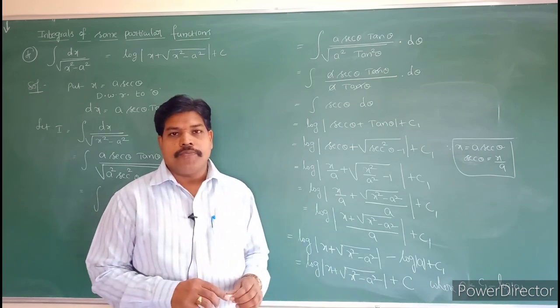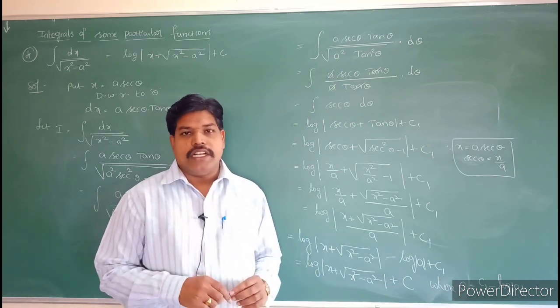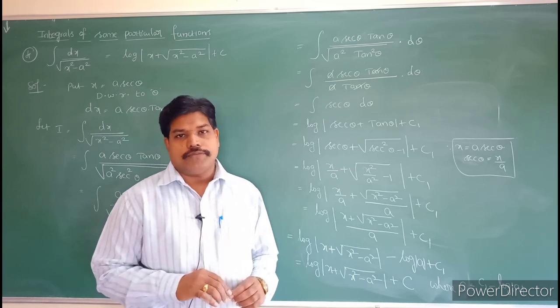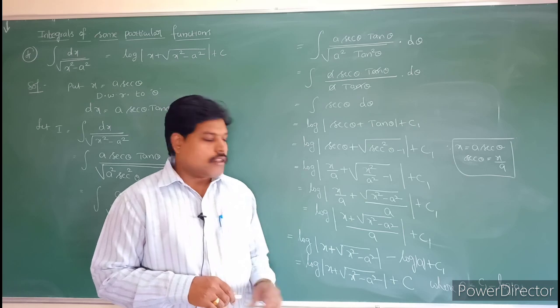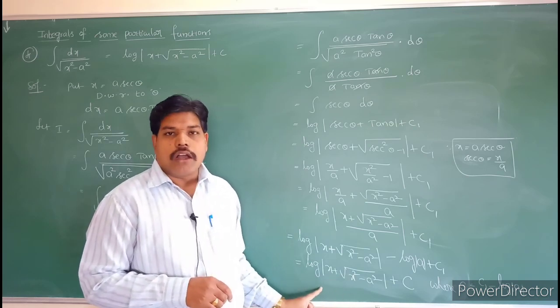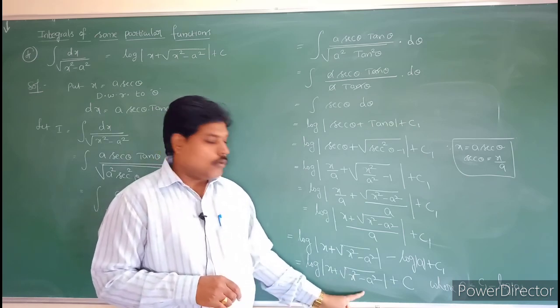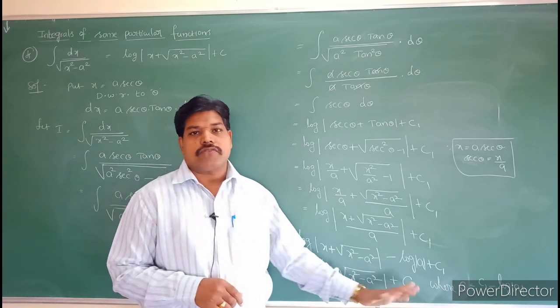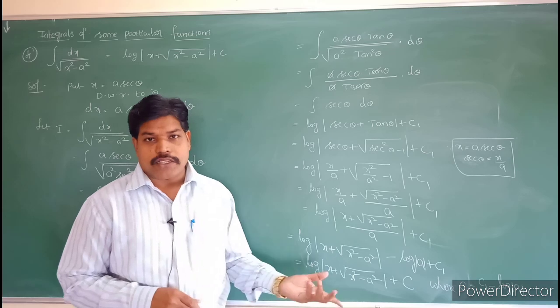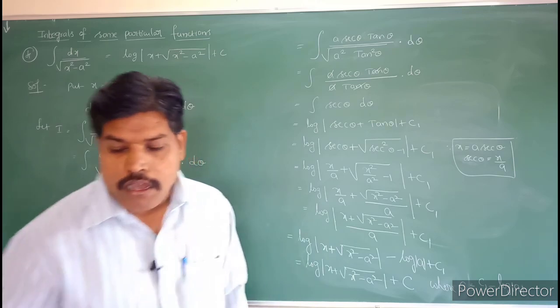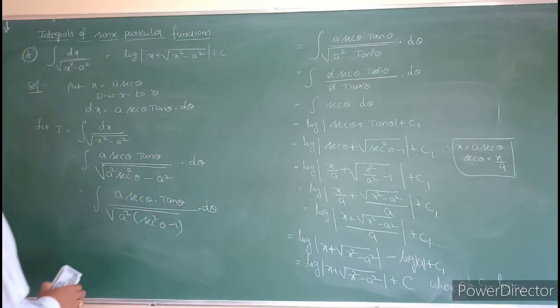So what is the formula? Integral dx by root of x square minus a square, the formula is log mod x plus root of x square minus a square plus c. So see that question, students, and practice that question. Okay, so see the next one. It is also the same model.